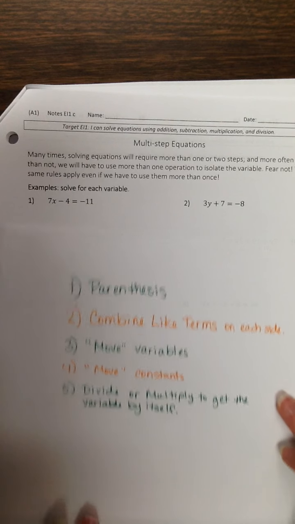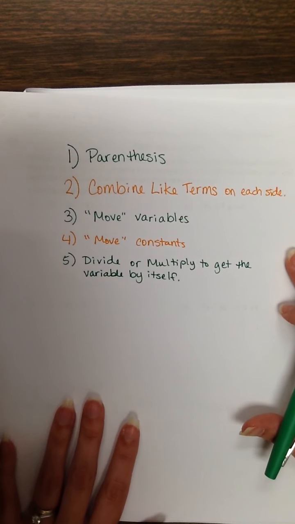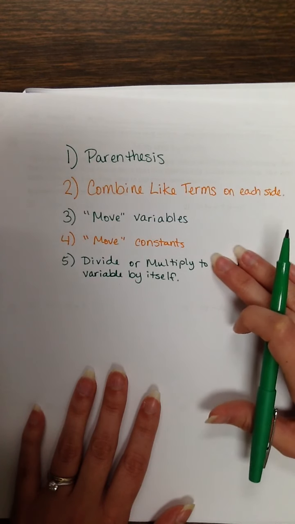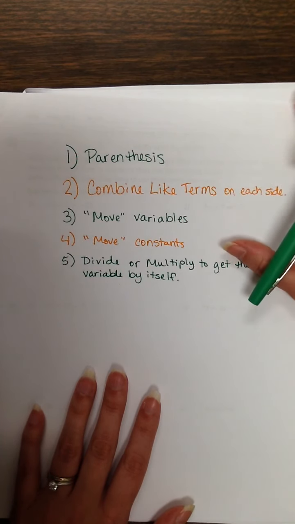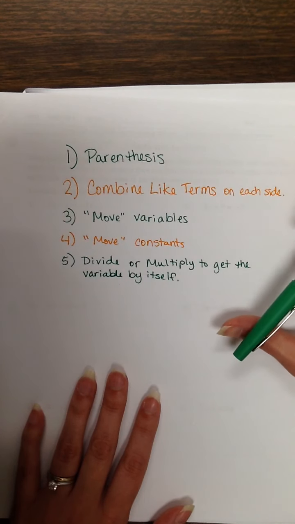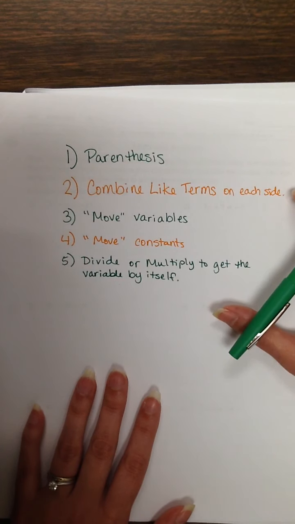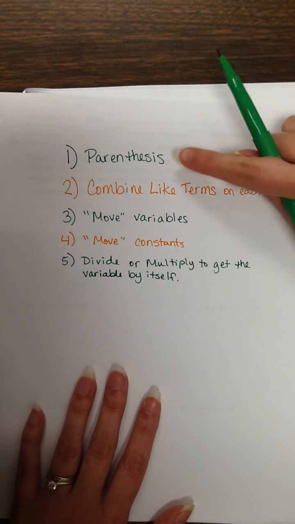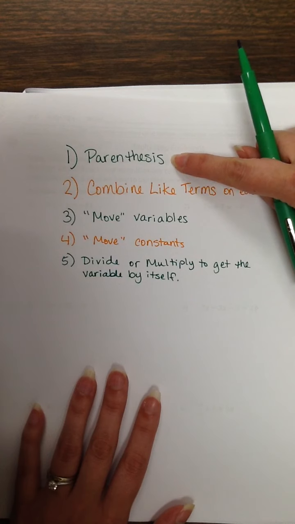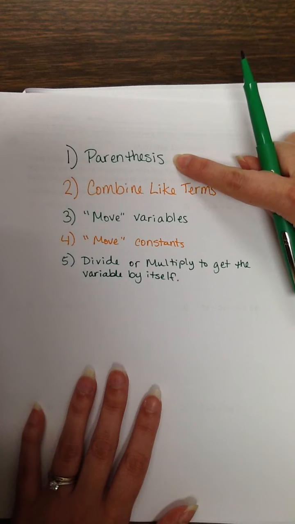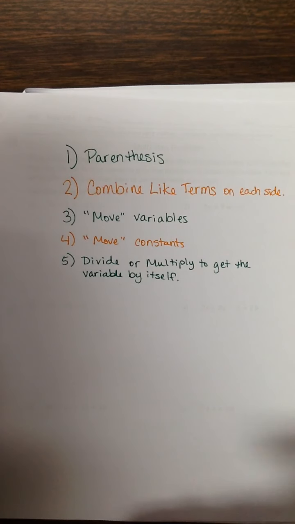In this case, we are going to follow a set of steps to get our problem solved. In the end, we want to have a single variable by itself so that we can figure out what number that variable is standing for. The very first thing that we're going to do is to take care of any parentheses that we have. That could mean distributing, that can mean simplifying inside the parentheses, but we want to make sure we take care of our parentheses first.